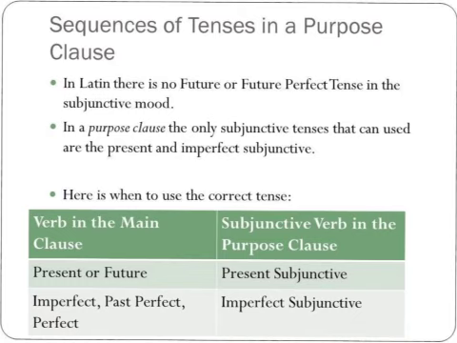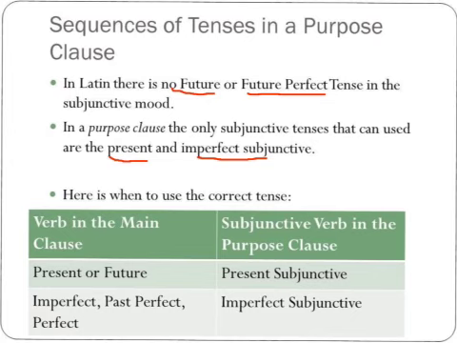In Latin, the verb of a dependent clause will shift its translation or how it's used depending on the tense of the verb in the main clause. This is called sequence of tenses. We have used this before when dealing with indirect statements, and we'll use this again when dealing with purpose clauses. An interesting note, there are no future or future perfect tenses in the subjunctive mood, so those won't be used at all. So in a purpose clause, the only tenses that can be used are the present and imperfect subjunctive. Anytime you have a purpose clause, those are the only subjunctive tenses that will be used.